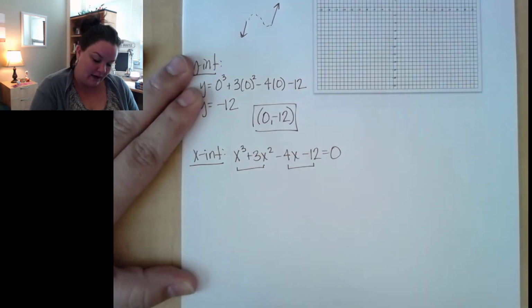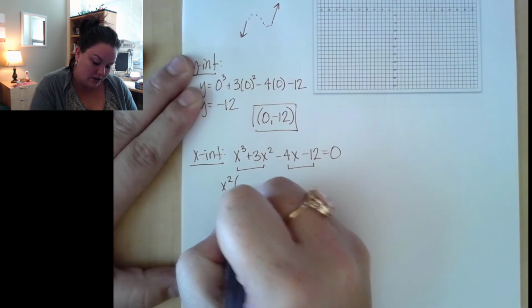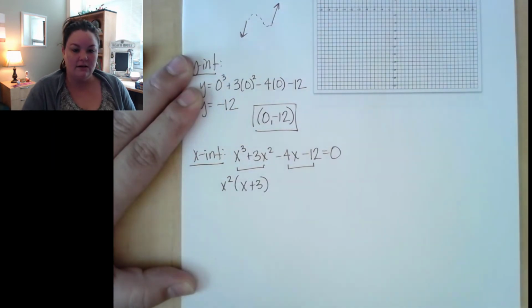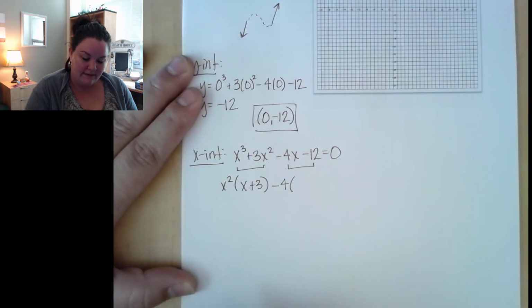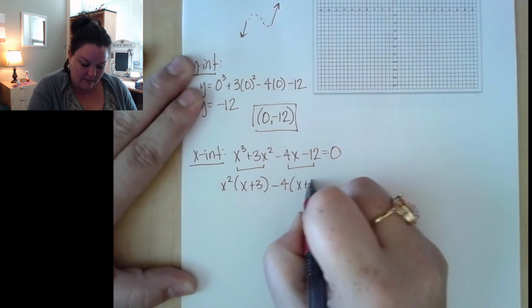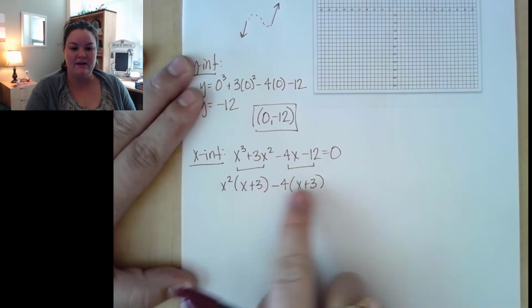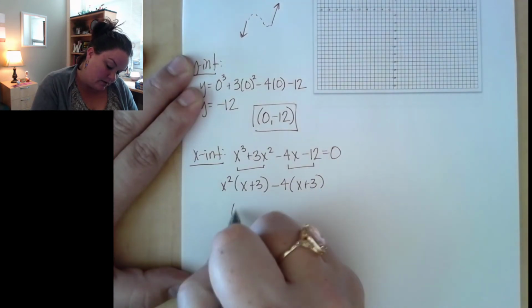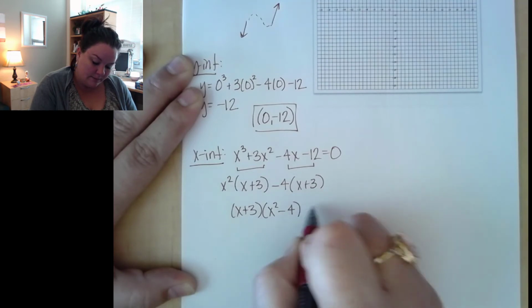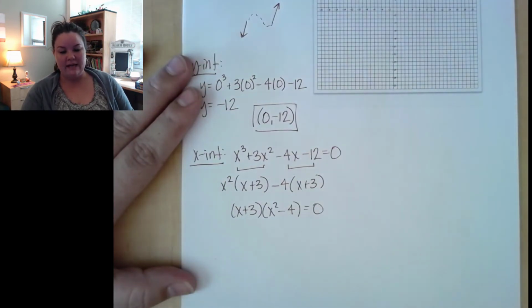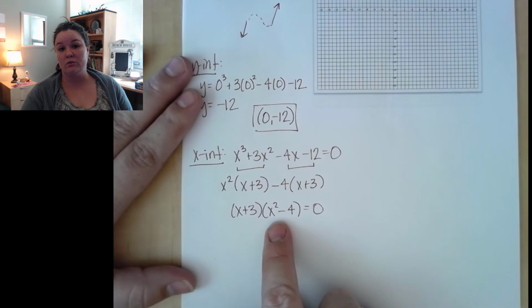So out of the first pairing, I can take out an x squared, which leaves me with x plus 3. Out of our second pairing, we can take out a negative 4, which leaves me with x plus 3, right? And now that they both have an x plus 3, I can take that out, and I'll be left with x squared minus 4.